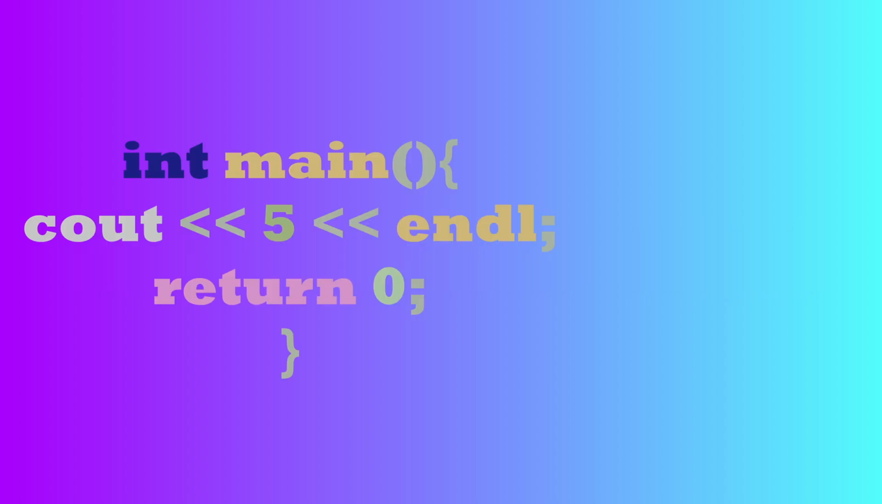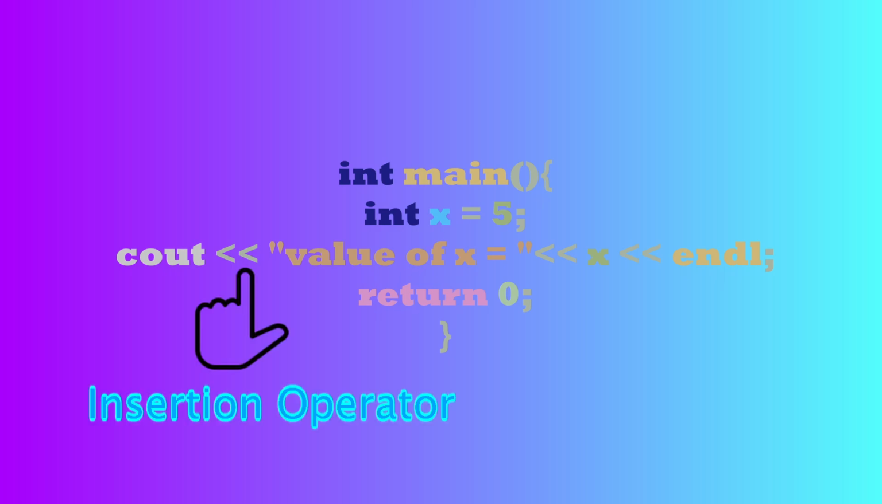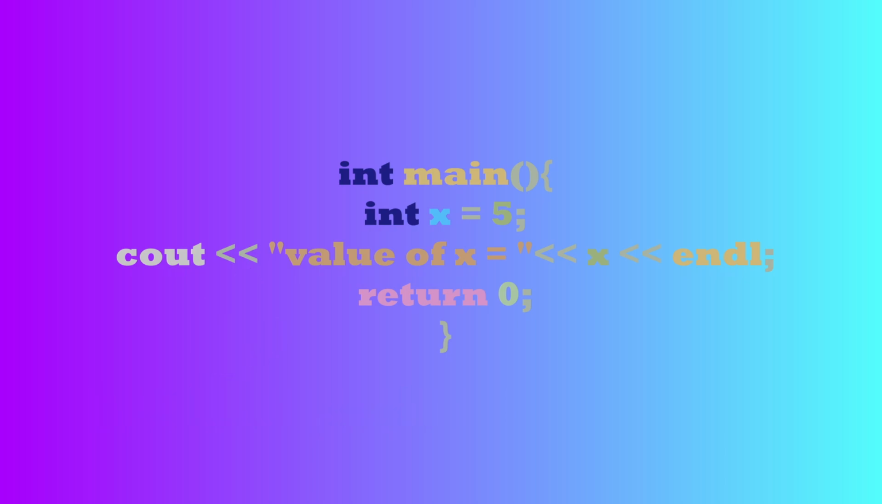std::cout can not only print text, it can also print numbers and the values of variables. To print more than one thing on the same line, the insertion operator can be used multiple times in a single statement to concatenate or link together multiple pieces of output.